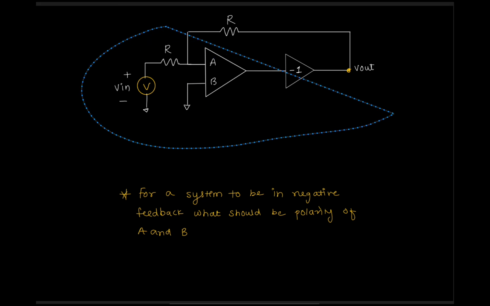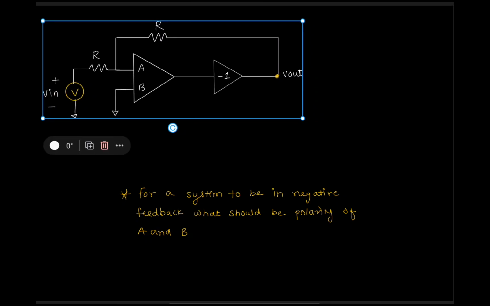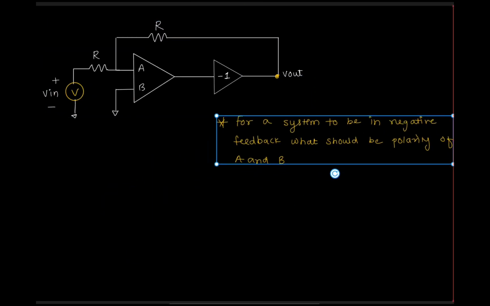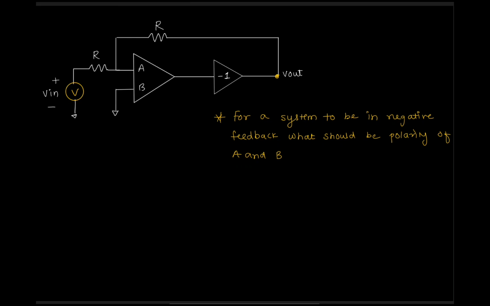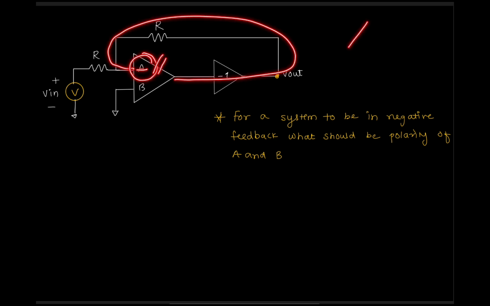We'll also remove this. So we have an Opamp like this, where this type of configuration is there, and they have asked me for the system to be in negative feedback, what should be the polarity of A and B. So the immediate thing that we get is this is the feedback, so this should be negative. Anyone wondering that this will be negative, the answer is wrong.